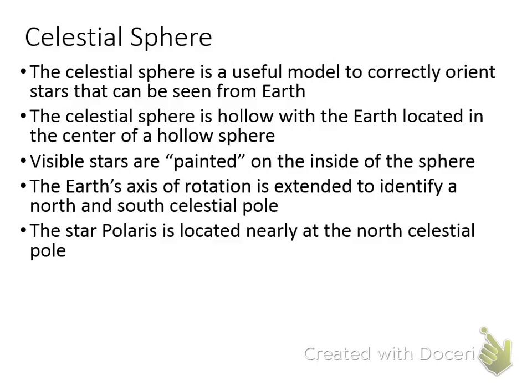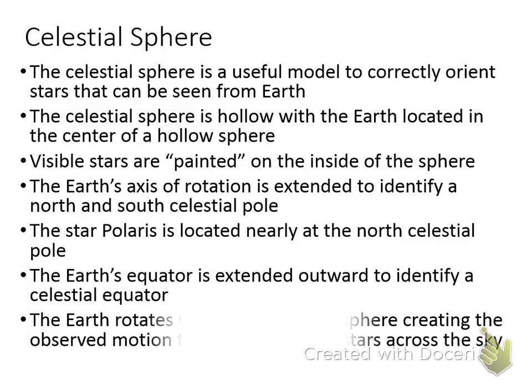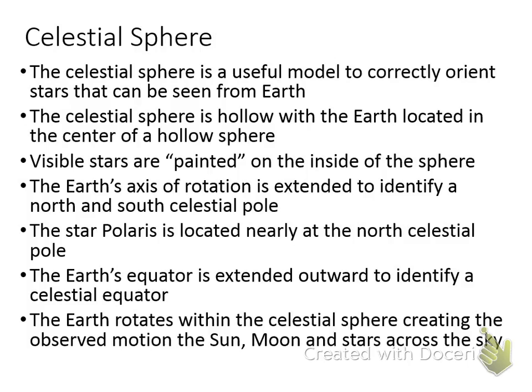There are a few features of the celestial sphere, and they coincide with some features of the Earth. We'll pop the Earth back in the middle there. The Earth has a north axis of rotation right there, and extended outward, Earth's North Pole hits the celestial North Pole. So this is the celestial North Pole.